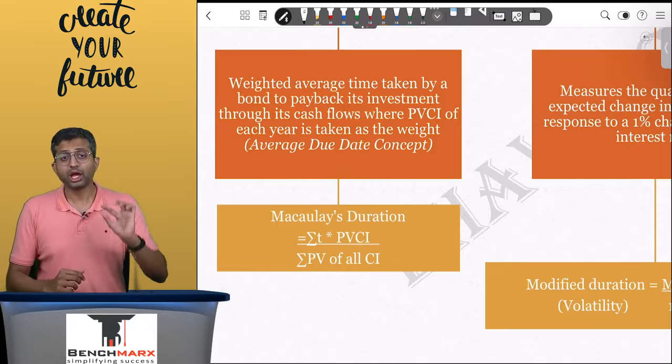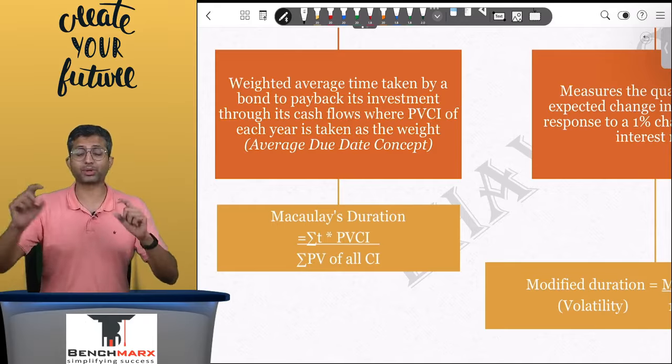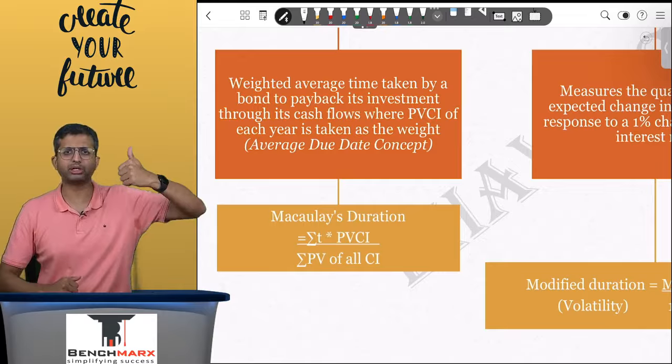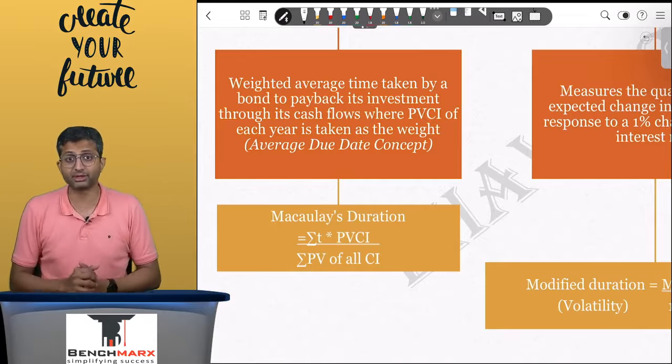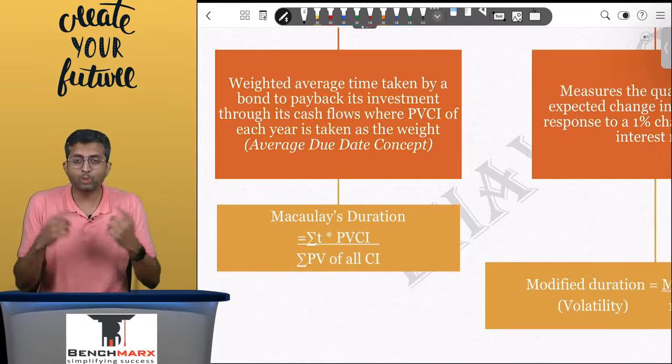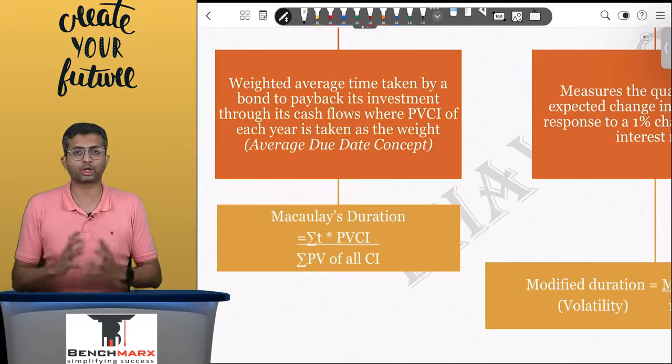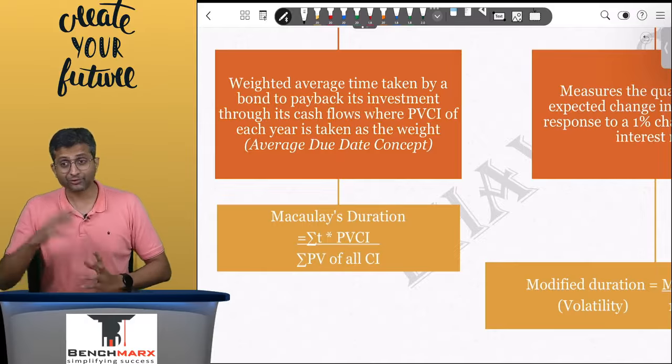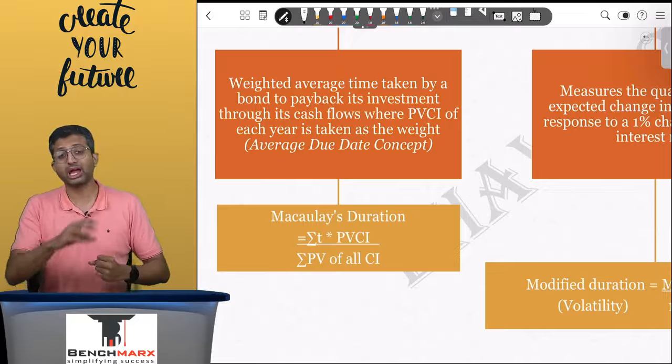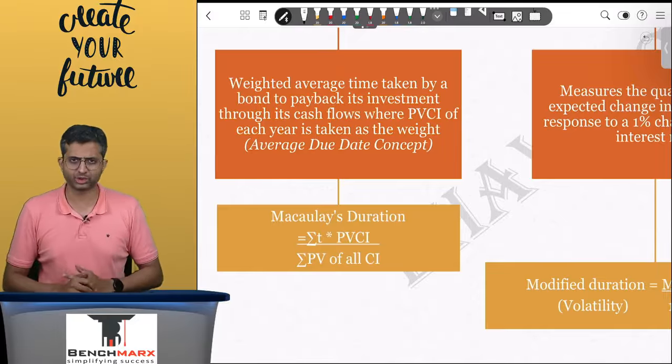As you would be aware, the market interest rate and bond price have an inverse relationship. That is, if the market interest rate goes up, bond price goes down and vice versa. However, by how much will it go up or how much will it go down is a question which we don't know. Like for equity shares, beta gives you the answer. For bonds, modified duration gives you this answer.